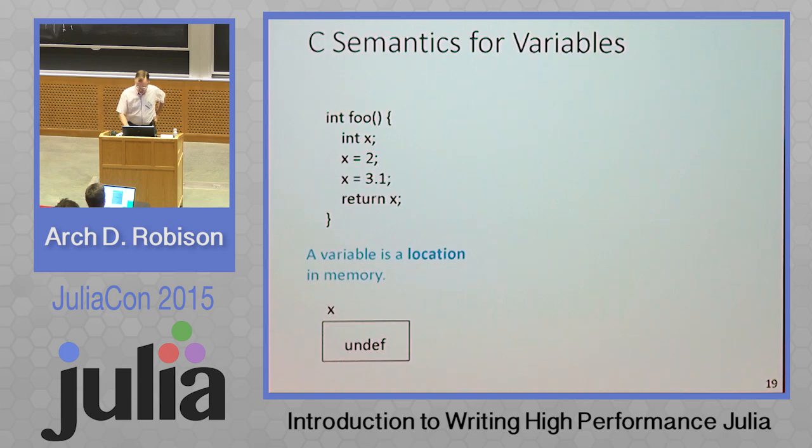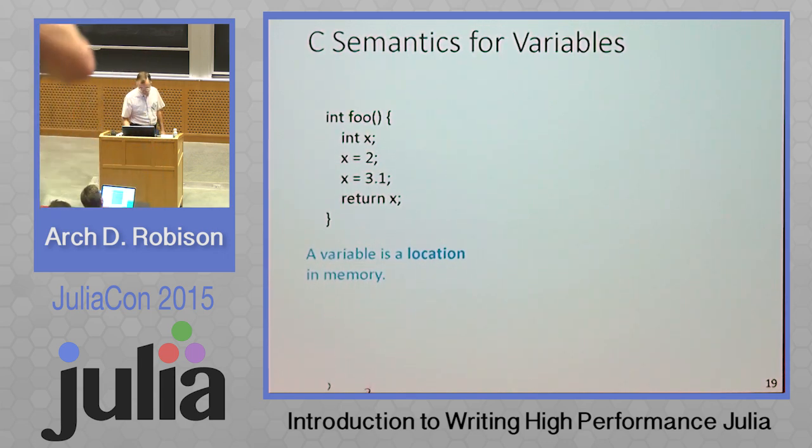And then I assign a value to it. And then I assign, say here, 3.1 to it. Well, in C, I said the location holds an int. I assigned 3.1 to it. It's like, darn it, I'm going to fit that 3.1 in the box no matter what. So it's just going to convert it to an int and put it in the box. And then eventually the box disappears.